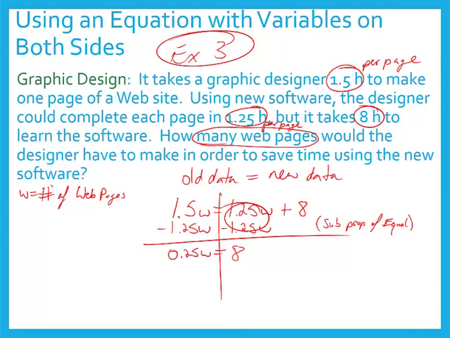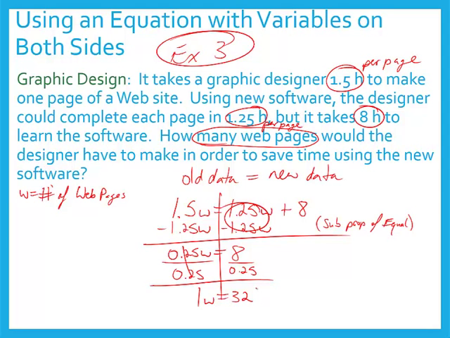And last up, we need to divide by the coefficient in front of the variable to get the variable isolated. So divide both sides by 0.25. So that'll divide to 1. So we'll have 1W equals 32. Because 8 divided by 0.25, pretty much you're dividing by a quarter. And when you divide by a fraction, you can multiply by the denominator. So 8 times 4 is 32.